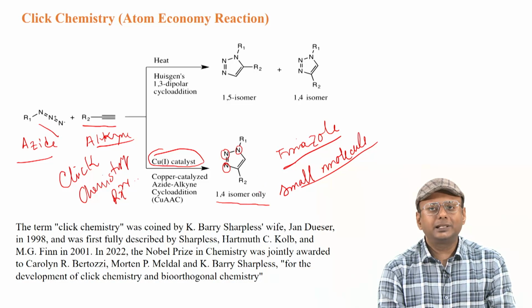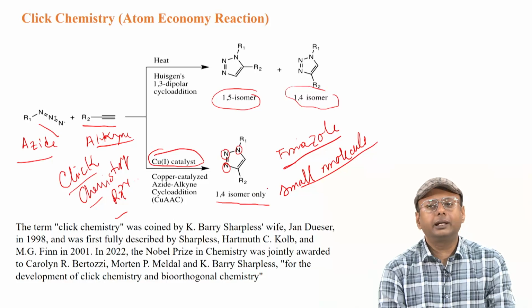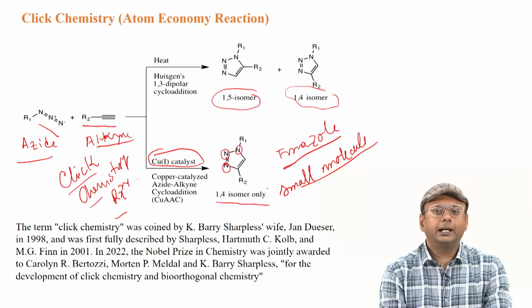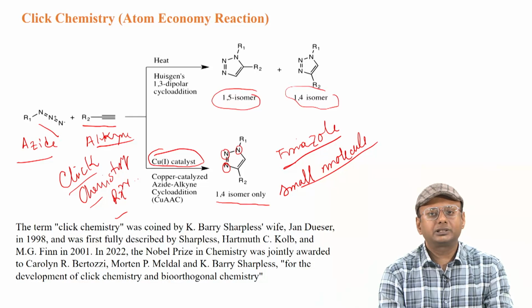And this is highly specific compared to the Huisgen reaction. As you can see, the Huisgen reaction forms the 1,5 isomer along with the 1,4 isomer, but in the case of the click chemistry reaction it only forms the 1,4 isomer with a very high yield. And as you remember, 2-3 years ago, click chemistry got the Nobel Prize, right.